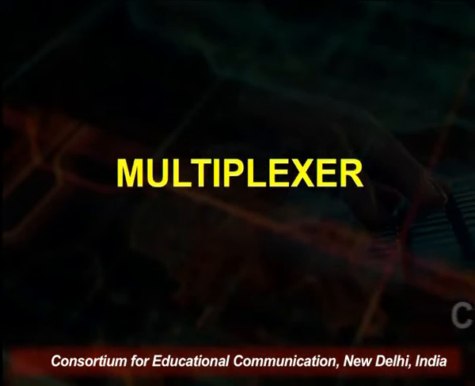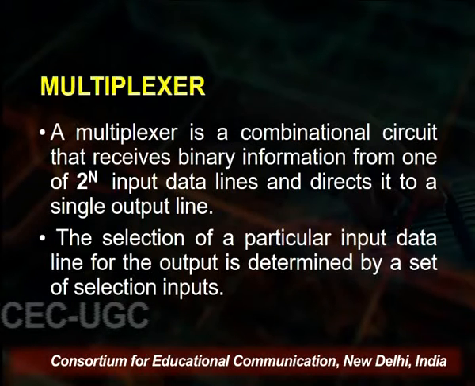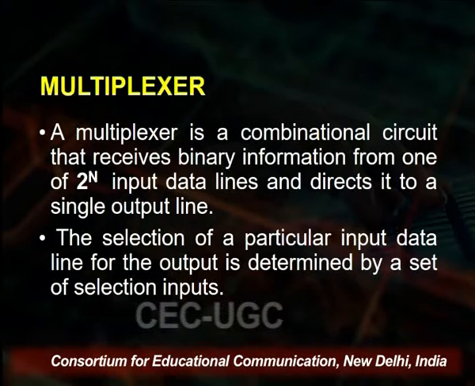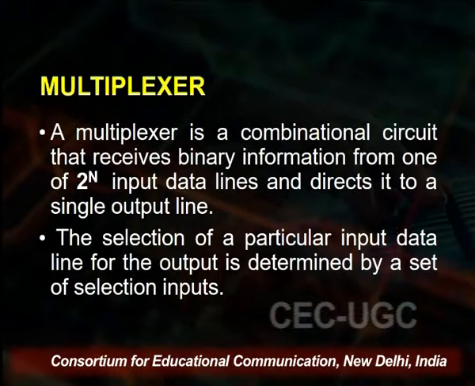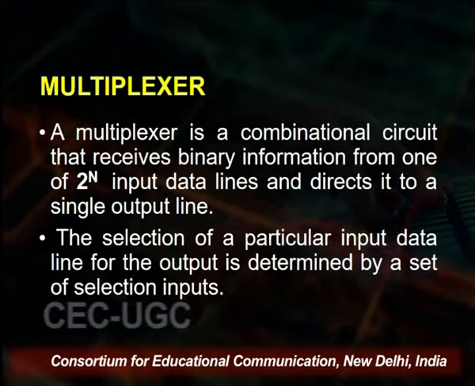Let's look at the next circuit, which is the multiplexer. How is it going to be different from what we have learnt till now? A multiplexer is a combinational circuit which receives binary information from one of the 2 to the power n input data lines and directs it to a single output line. The selection of a particular input data line for the output is determined by a set of selection inputs.